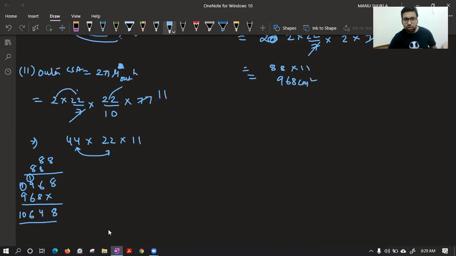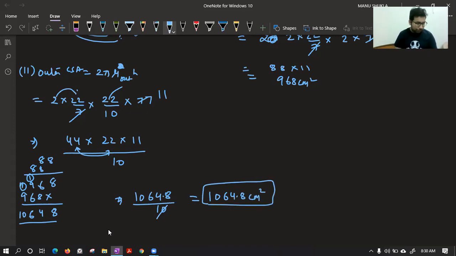Now we have got 10648 upon 10. So I have told you not to touch this 10. If you want, you can cut this and put a decimal. That's it. Not more than that. Don't try to cut by 2. 2 5s are 10, then 2. That will not help you. Okay. 1064.8 centimeter square is the outer curved surface area.